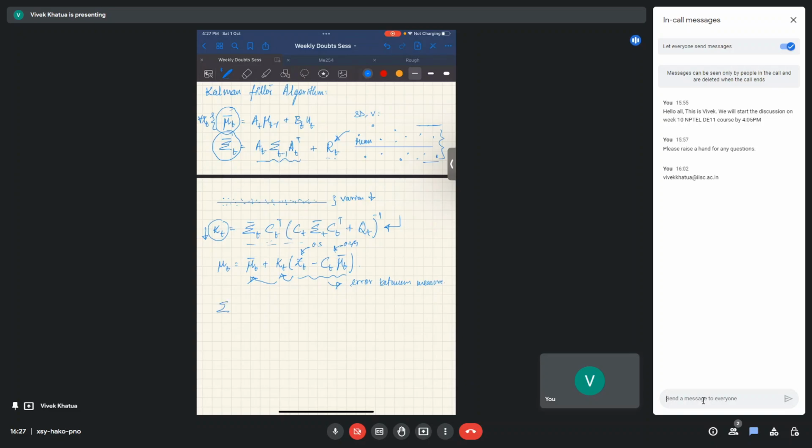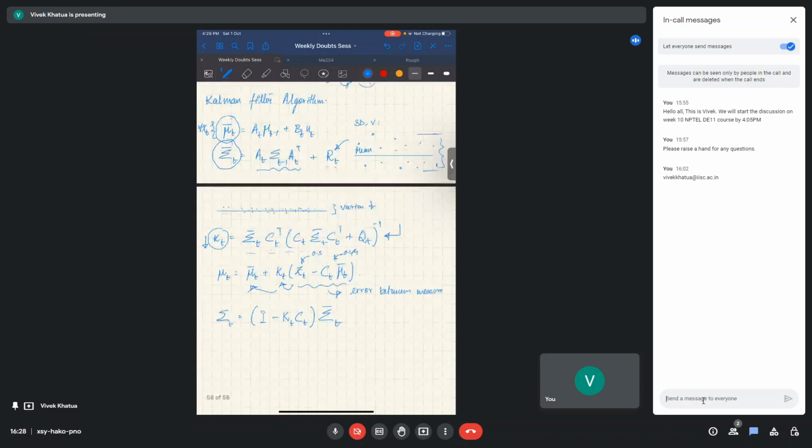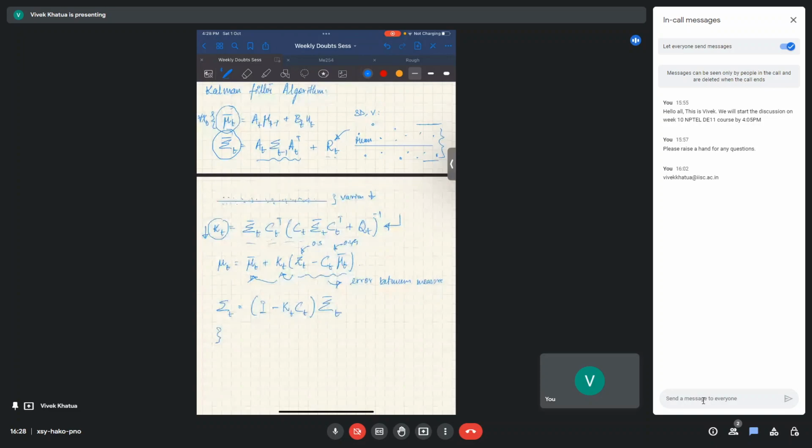And now we need to get the belief. Since we have done a belief prediction, sigma t, that will be nothing but I, that is identity matrix, minus Kalman gain times the observation, or in controls we call it observation matrix. So this is Ct times sigma t bar, right? With that we will end our loop.